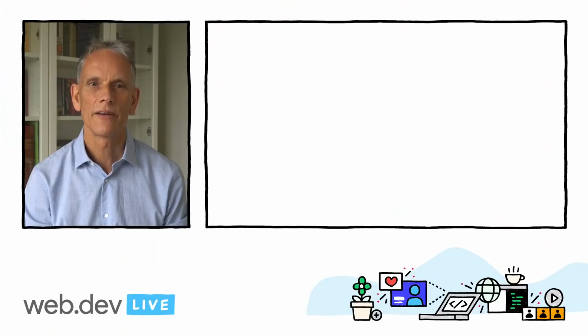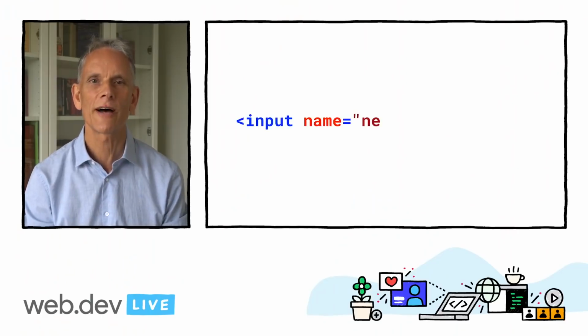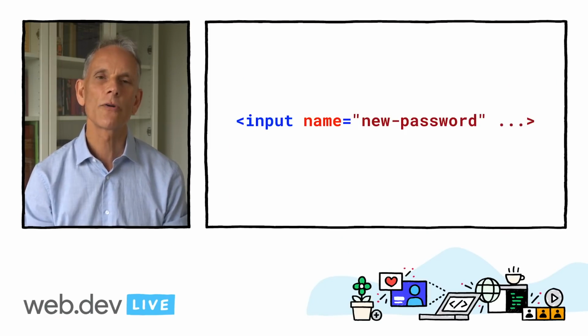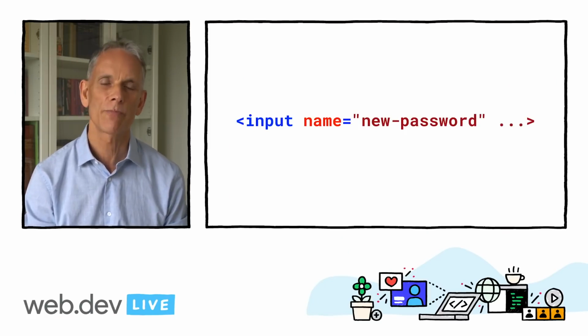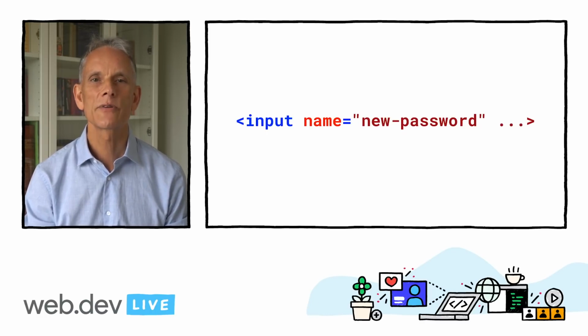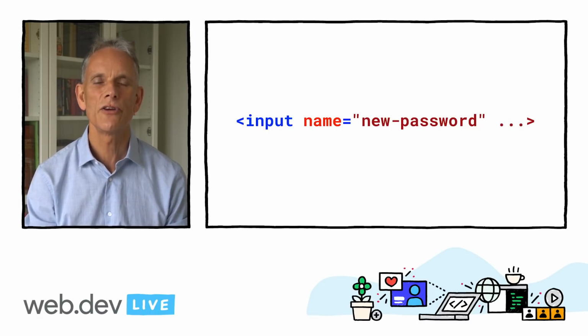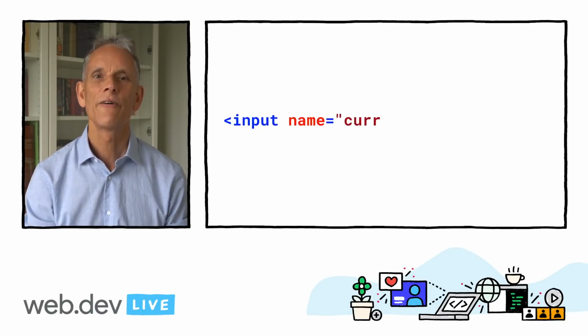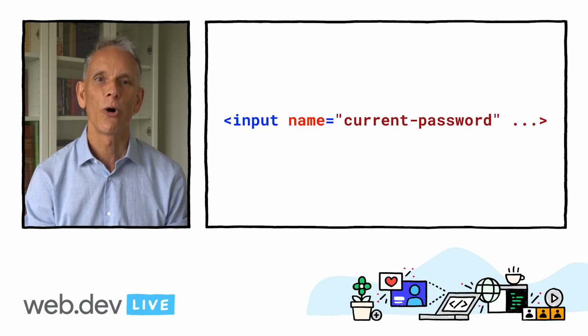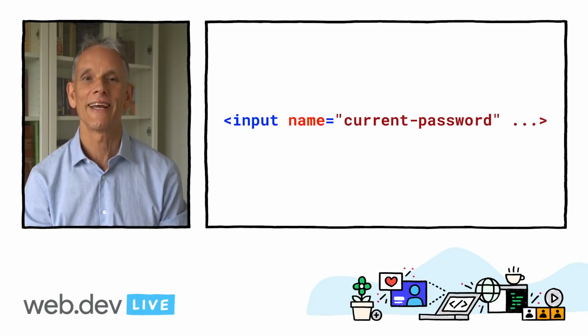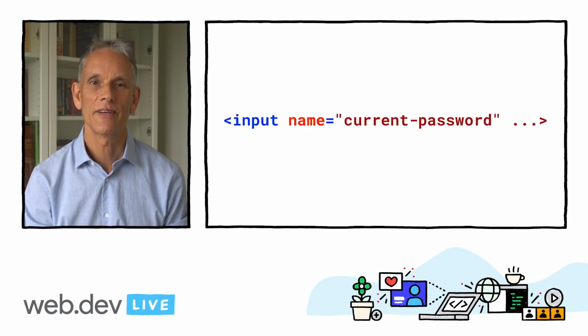Use the appropriate password input name to help the browser differentiate between new and current passwords. Use name equals new password for the password input in a sign-up form, and also for the new password in a change password form. This tells the browser that you want it to store a new password for the site. Use name equals current password for the password input in a sign-in form, or the input for the user's old password in a change password form. This tells the browser that you want it to use the current password that it has stored for the site.